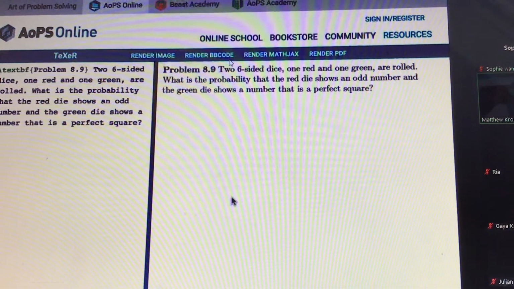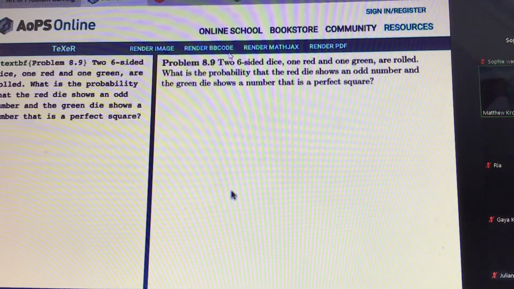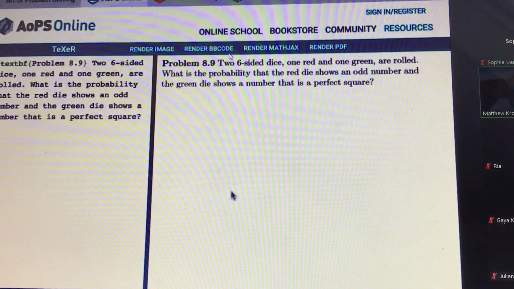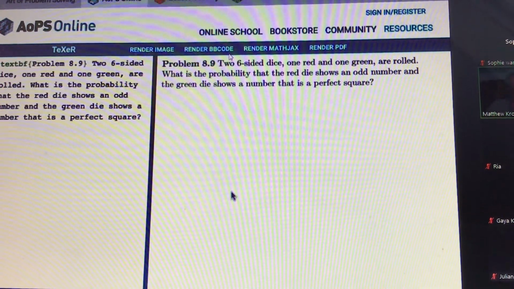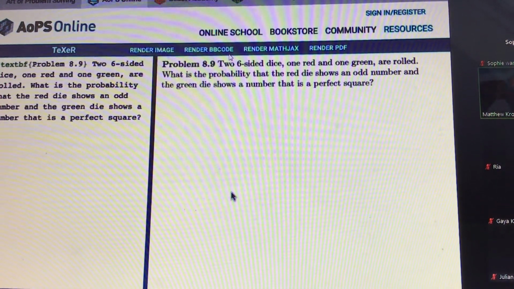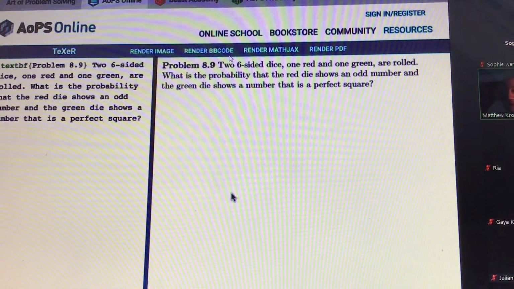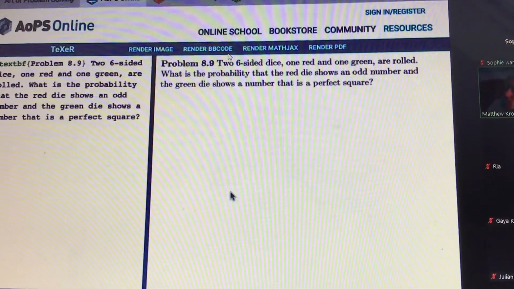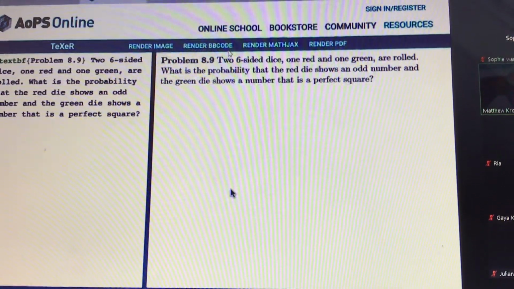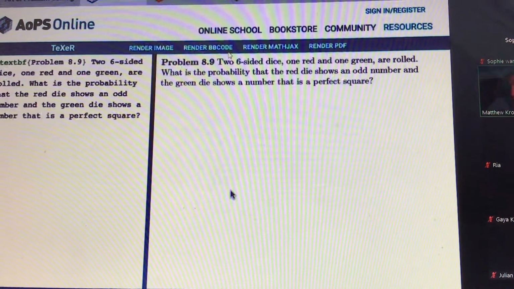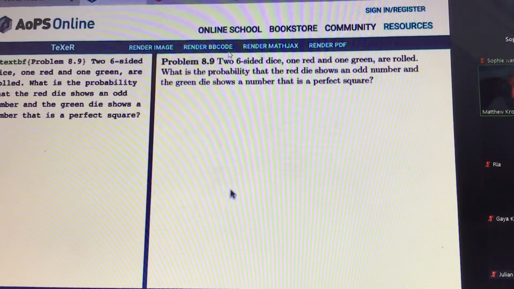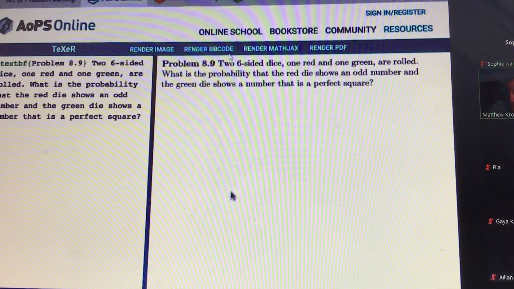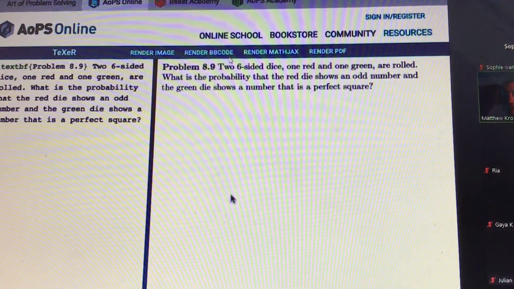So in this situation, you can see that the red die does not depend on the green die, right? If I were to say, what's the probability that the red die shows an odd number and the red die shows a number that is a perfect square, we'd be in trouble because those two events are not independent anymore. I think the answer would still be 1/6, but it'd be by coincidence. You just shouldn't calculate it that way. You just happen to get the right answer by coincidence, because 1 is the only odd number that you can come up with that's a perfect square.